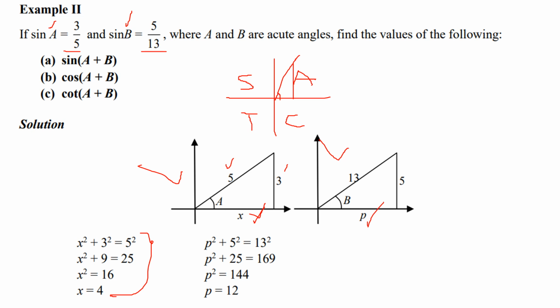Now sine A, remember that according to SOHCAHTOA, sine is the same as opposite divided by hypotenuse, and cos is the same as adjacent divided by hypotenuse. Similarly, tan is equal to opposite divided by adjacent. Now that's how we name this. That means that sine A, they told you that the angles are acute. That means that they all lie in the same quadrant.